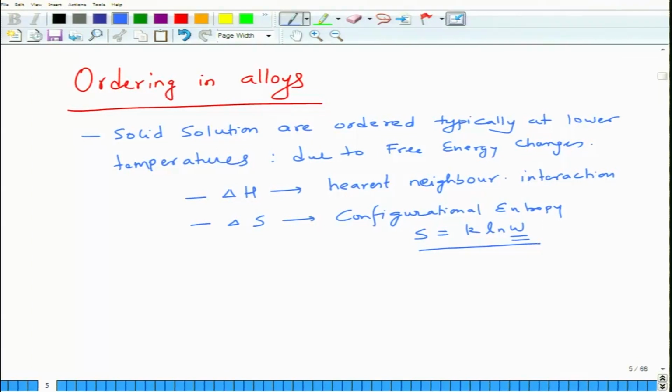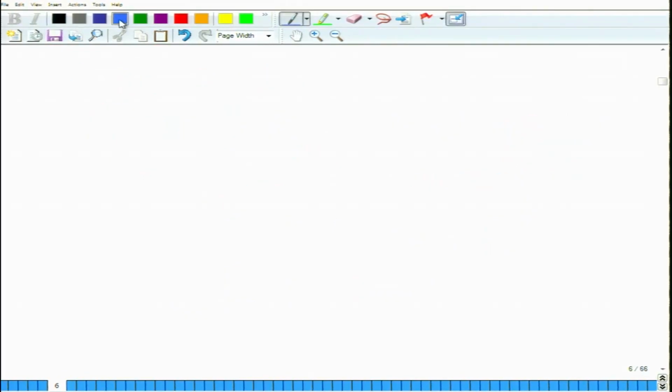After that you do delta G equals delta H minus T delta S. So at a fixed temperature, work out what the free energy is, and whether you will have a disordered structure or an ordered structure at a given temperature will be determined by minimization of free energy. Usually at high temperatures, random arrangements are preferred.